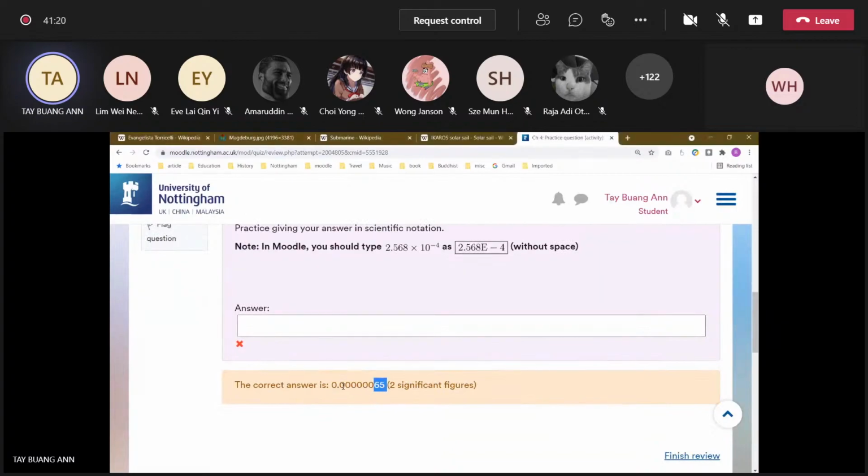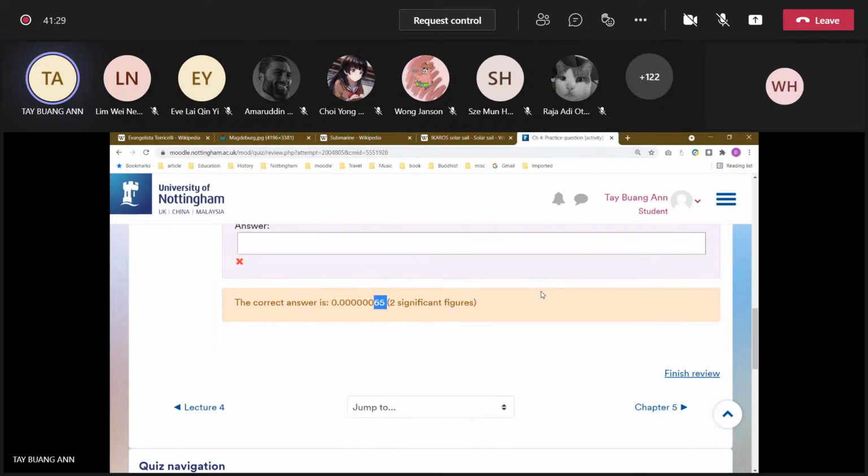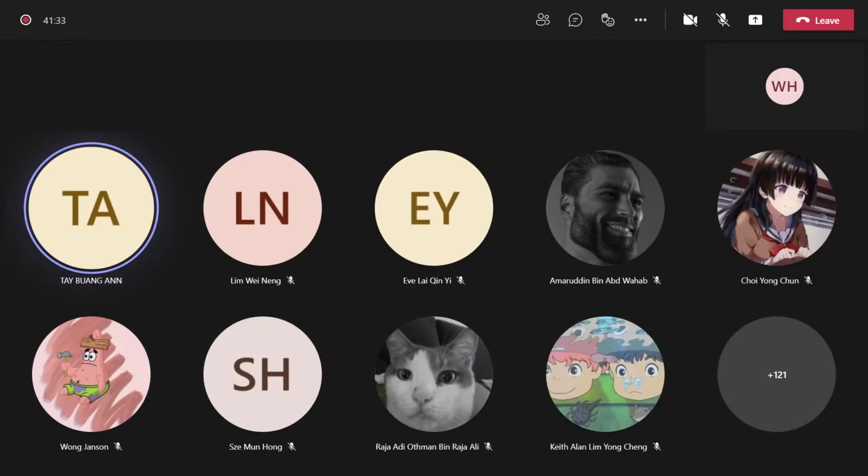Okay, so you can see you can type in a lot of zeros, it is correct. But here it is a practice: key in using the E, the scientific notation. Okay, so is it okay? For this part, a small exercise.